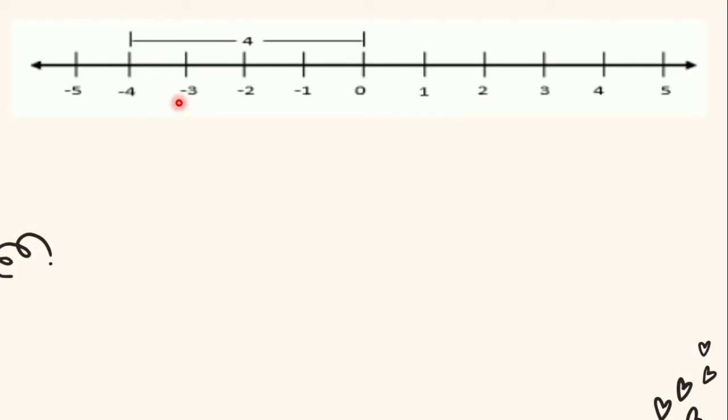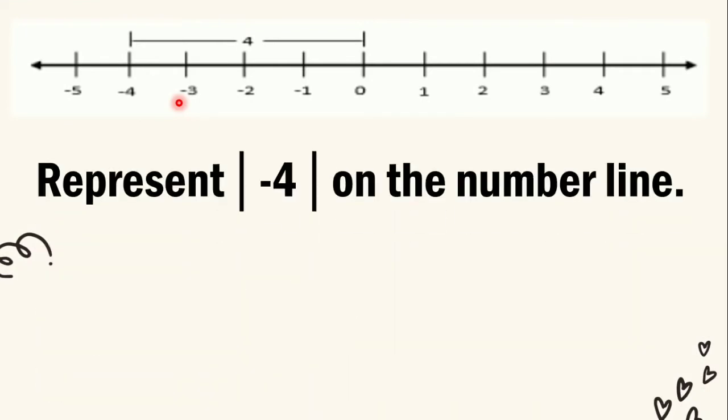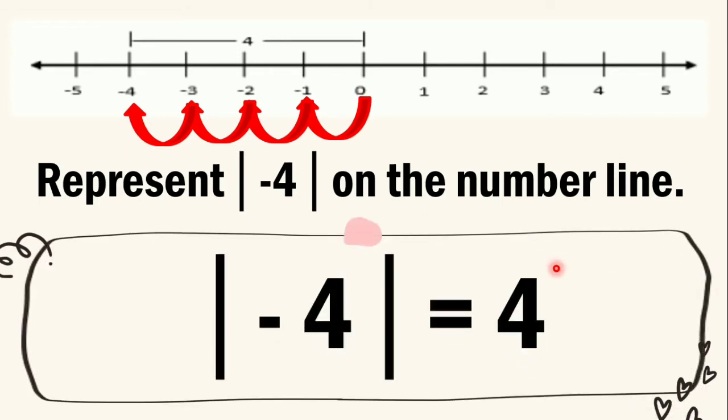Next, this one represents the absolute value of negative 4. So let's count from the origin. How far is negative 4 from 0? So we have 1, 2, 3, 4. It means the absolute value of negative 4 is 4.